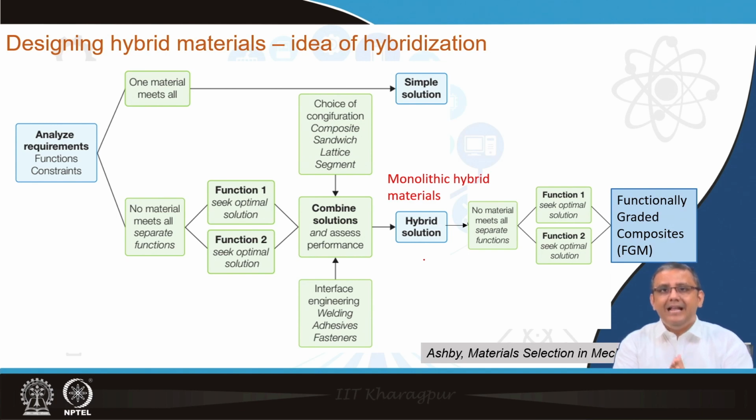But again there can be many cases where these monolithic hybrid materials are not sufficient. As we discussed in the previous cases, we saw there are 4 concepts of hybridization. And if you want the best of all the situations, then these monolithic hybrid materials are often not sufficient, and you may have to go for the advanced composite materials like FGM materials.